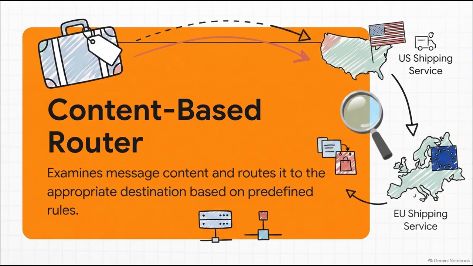It examines the content of a message, maybe a customer order, and routes it based on predefined rules. Destination is the US, boom, US shipping service. Europe, EU shipping service. Simple and effective.